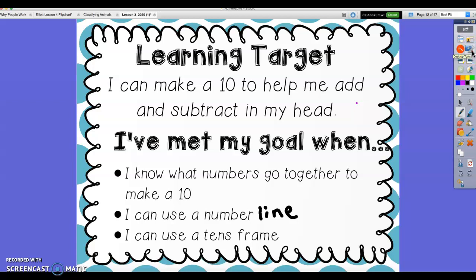So our learning target: I can make a 10 to help me add and subtract in my head. I know what numbers go together to make a 10. I can use a number line and I can use a 10 frame. We will not be doing 10 frames today, but we will be doing that later this week. We will be working with number lines.